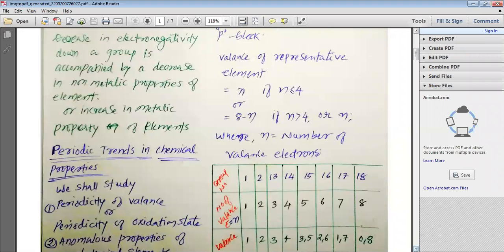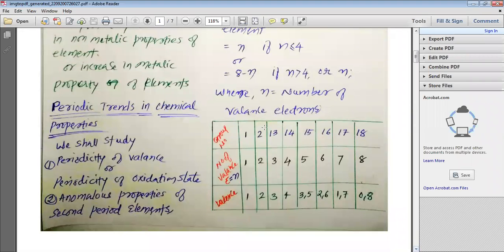In the same way, for s block elements, group 1 and 2, and for p block elements, groups 13, 14, 15, 16, 17 and 18, I have written the value of n. n is equal to 1 for group 1, 2 for group 2, n equal to 3 for the 13th group, 4 is for the 14th group, 5 is for the 15th group, 6 is for the 16th group, 7 is for the 17th group, 8 for the 18th group. And then we can see that if the valence electrons are 4, the valency is the same as the number of valence electrons.